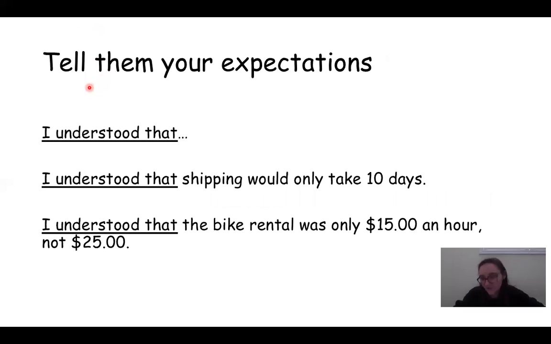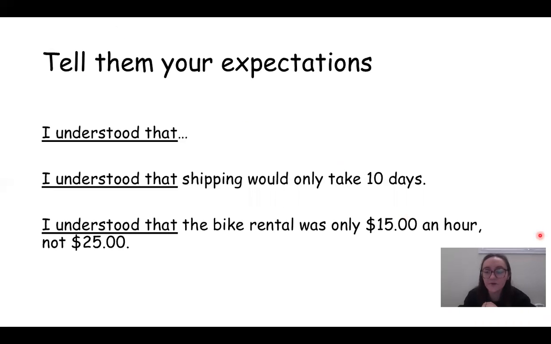So tell them your expectations. This one is good because sometimes, not all the time, sometimes companies will, not on purpose, but sometimes on purpose, try to get more money from you. Or mislead you, right? They'll say, oh, it's only this much, but then they charge you more. So tell them your expectations, right? Tell them what you were expecting.